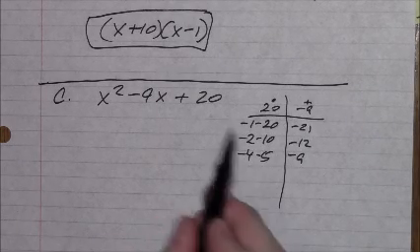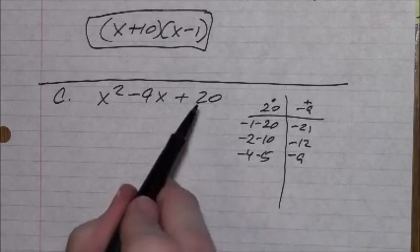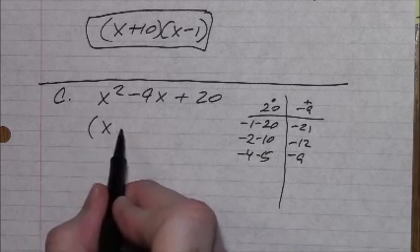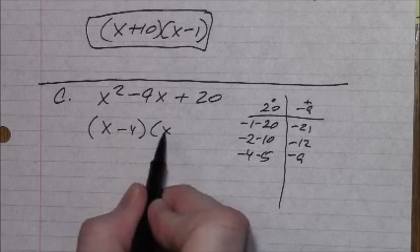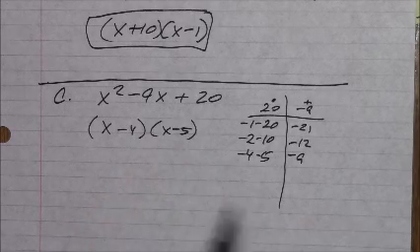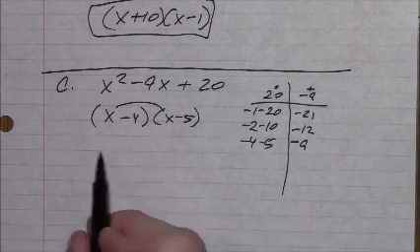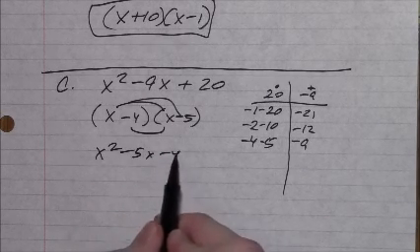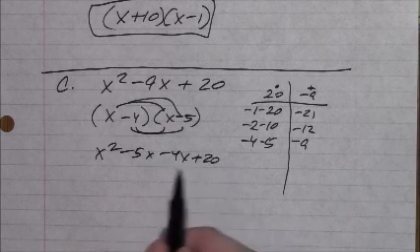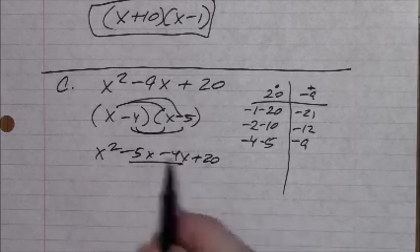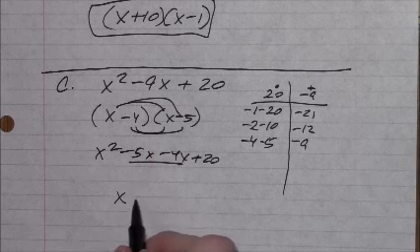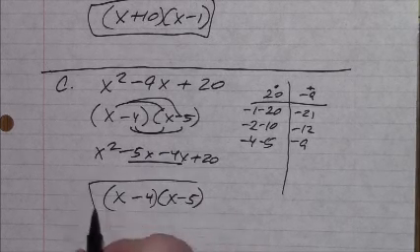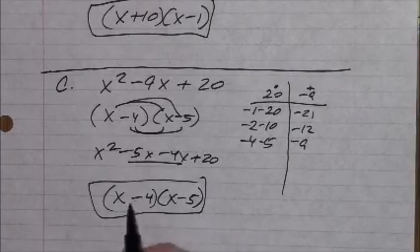But if these are both negatives, they add up to a negative 9. And therefore, negative 4 and negative 5 are the two numbers that will multiply to 20 and add up to a negative 9. So I can now do x minus 4 and x minus 5. So now I will check it. X times x is x squared. That's minus 5x minus 4x plus 20. These two terms combine up to make that. Therefore, my answer is indeed x minus 4 and x minus 5, or x minus 5 times x minus 4.